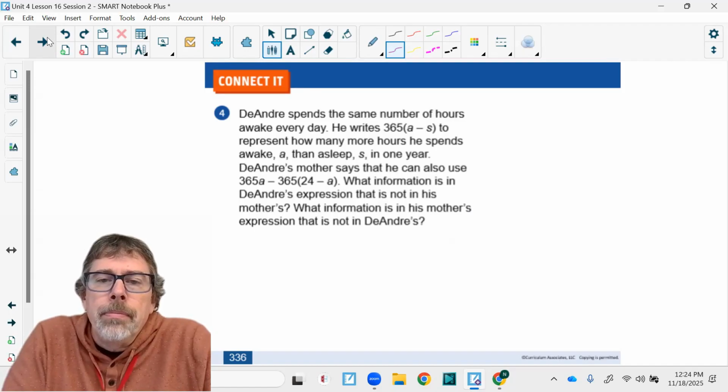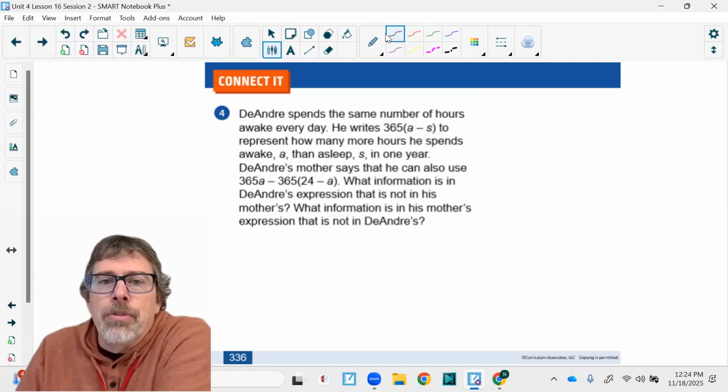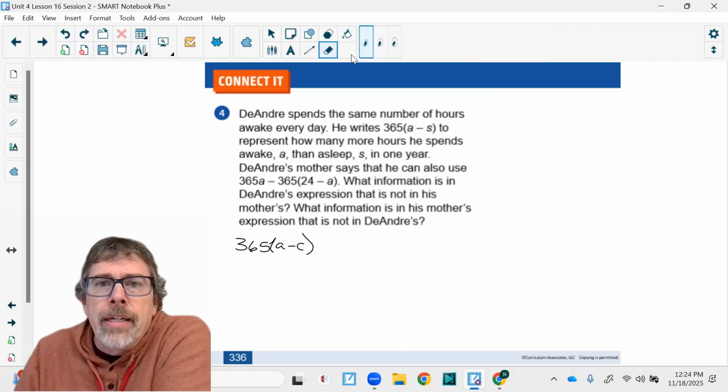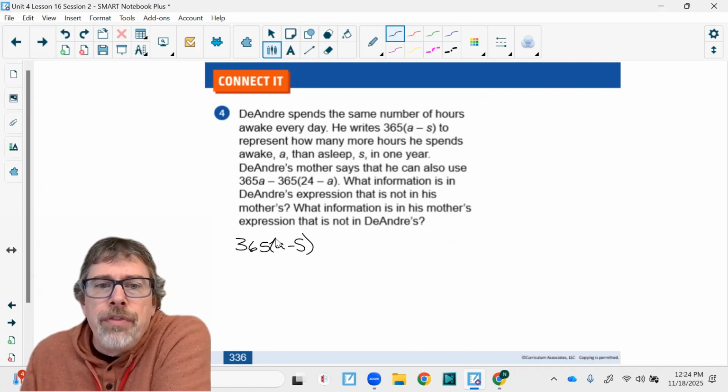Hmm. What information is in his mother's expression that is not in DeAndre's? Let me write these out for starters. If he writes 365, that's the number of days in a year, not counting leap year, and then A minus S. Whoops, not C, it's S. So 365 times A minus S, awake minus asleep.